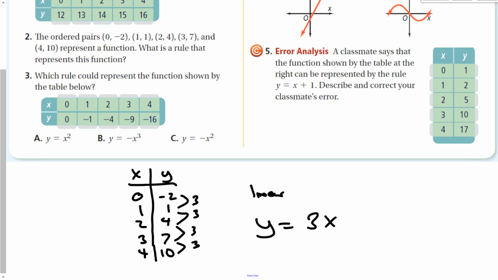But if I plug 0 into there, 3 times 0 gives me 0, not negative 2. So maybe I should subtract 2. And let's see if that works. Plug in 1, we get 3 minus 2 is 1. Plug in 2, that's 6 minus 2 is 4, and yes, it does work.